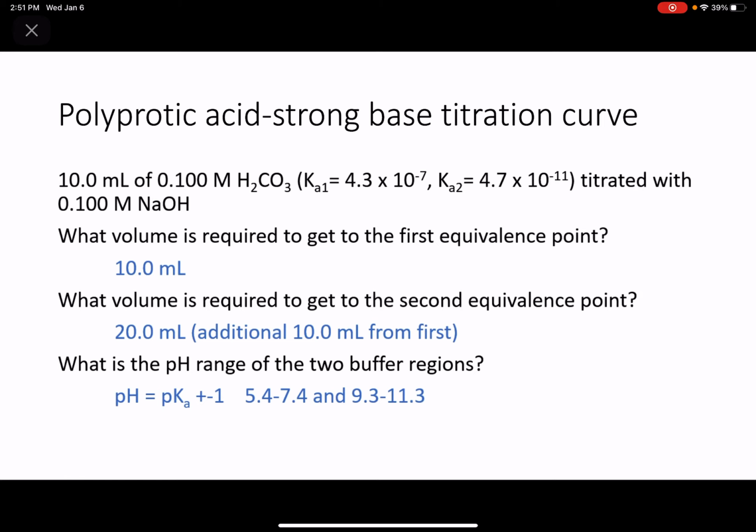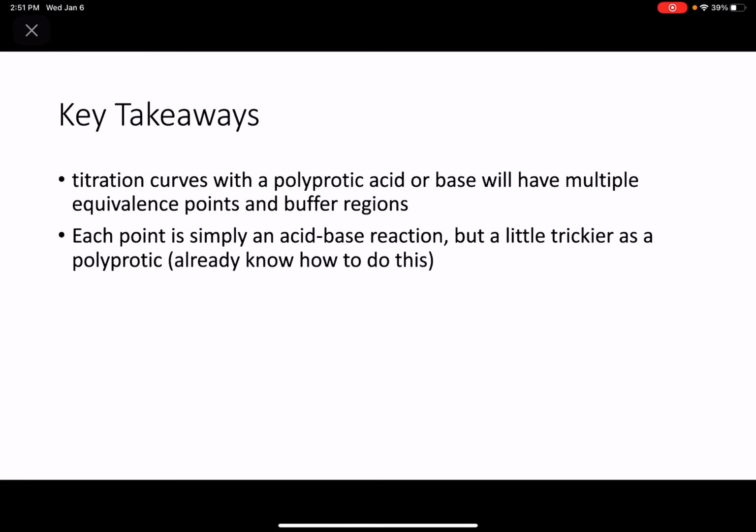But those would be our buffer regions, and you would see a region where it doesn't really change pH very much as we're adding hydroxide. And so that would be a feature of these polyprotic or multiprotic titration curves. So the end of this, we've got titration curves of the polyprotic acid. You could have a polyprotic base, but we're not showing it. They're going to have multiple equivalence points and multiple buffer regions.